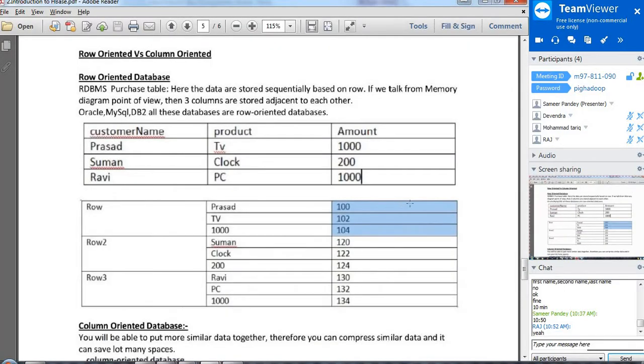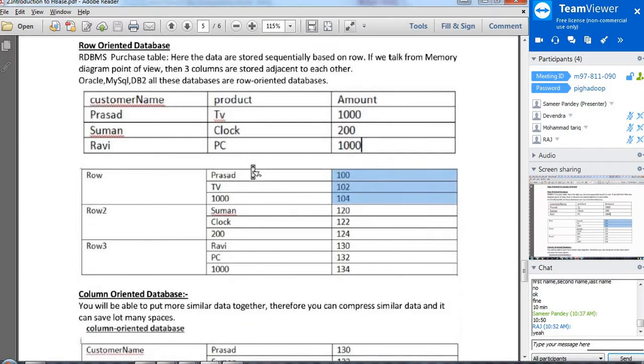In the same way, I'm trying to explain that this data, like the first Prashad TV 1000, is getting stored on a row oriented basis, like your row 1, and the memory is 100, 102, 104. Okay. Now second data, row 2, Suman clock 200, and the memory is 120, 122, 124. Then the third is Ravi PC 1000, and the data is 130, 132, 134. Okay. So this is how row wise data is getting stored.